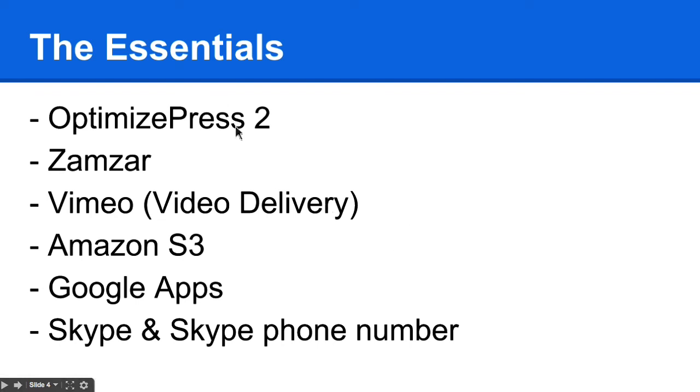Other essentials: Optimized Press 2. Yeah, this is a must if you're using WordPress, definitely for your sales pages and your opt-in pages.